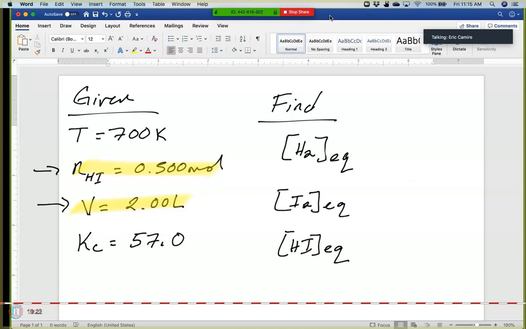Right? I usually use those subscripts, though the book usually doesn't, because if I took these two pieces of information like I just did a little while ago, and then calculated out the concentration of HI, we said that was equal to 0.250 molar. That was the initial concentration. So using subscripts is going to be helpful in organizing your math for this. So that's our givens and finds.